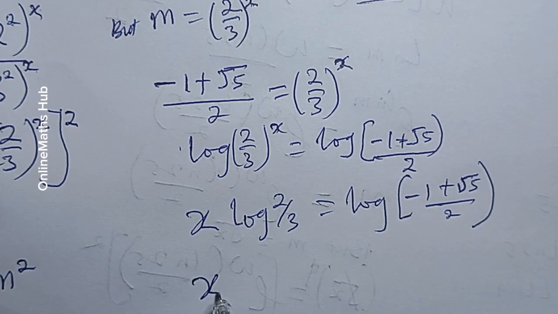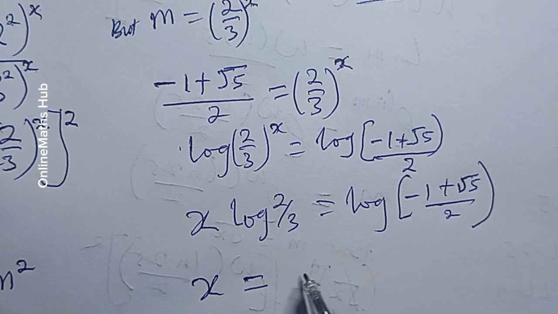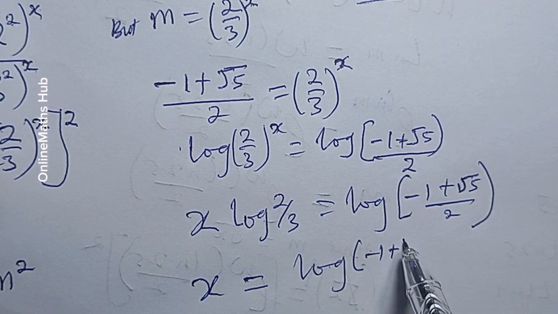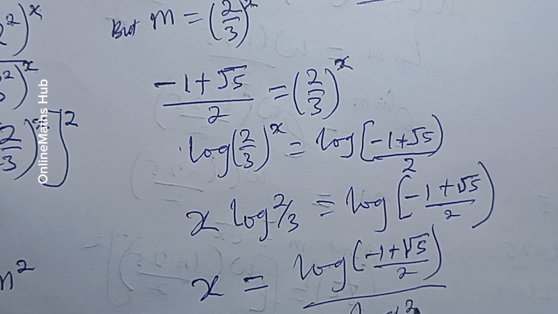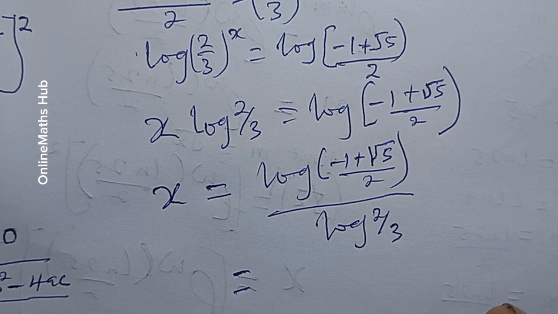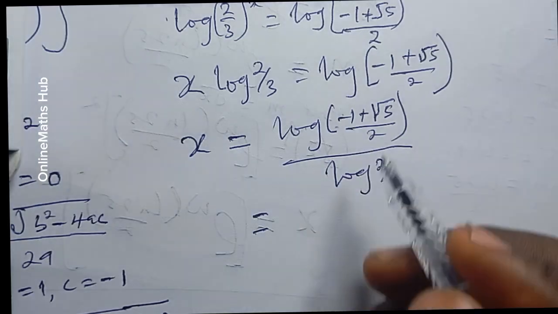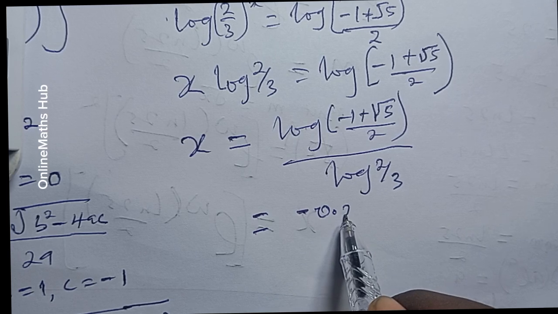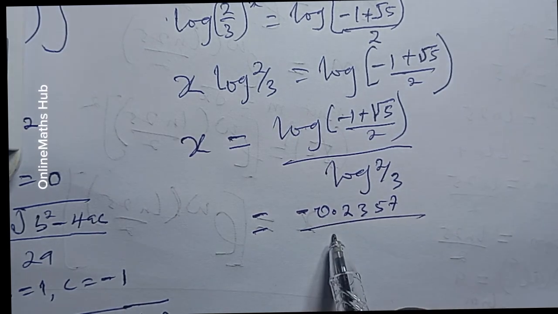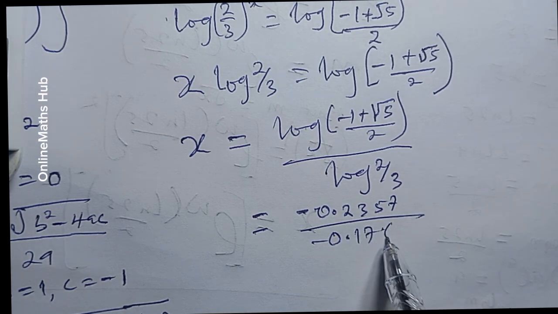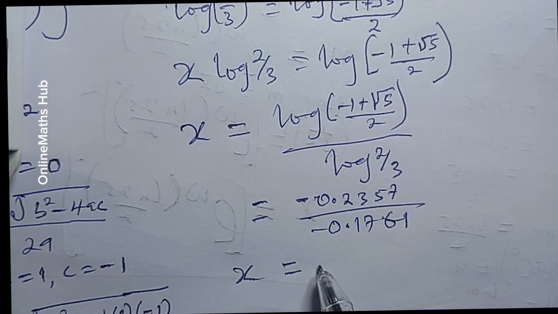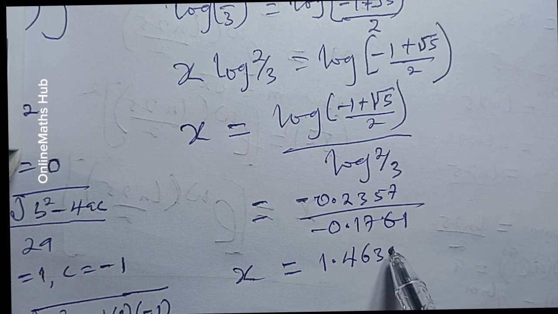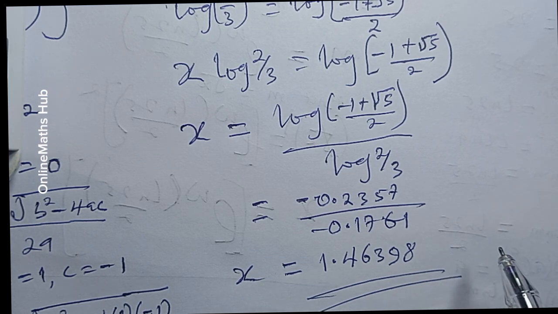And then at this point, dividing through by this log right here, x will be equal to log of negative 1 plus root 5 divided by 2, and all divided by the log of 2 over 3. This you can go ahead and check in your calculator, so that you can find the exact value for this. When you compute this, you're going to be having that this is minus 0.2357, and of course divided by minus 0.1761. So that when you divide it, approximately x is going to be equal to 1.46398. So this is going to be the approximate value of x.